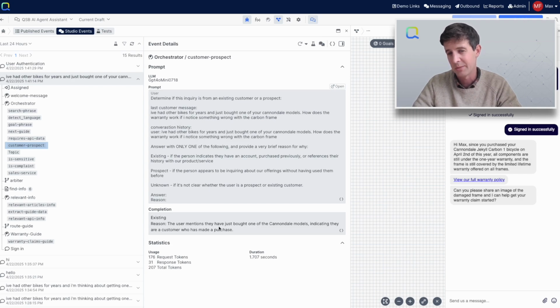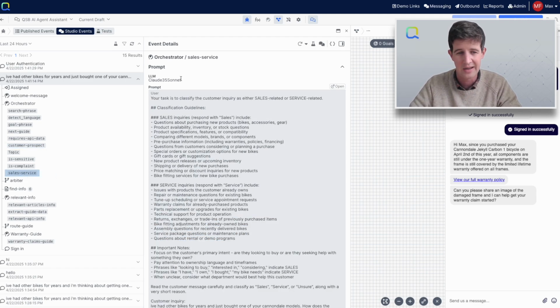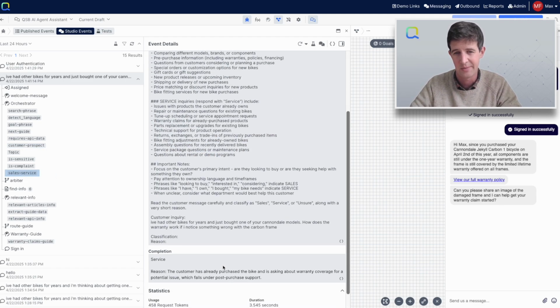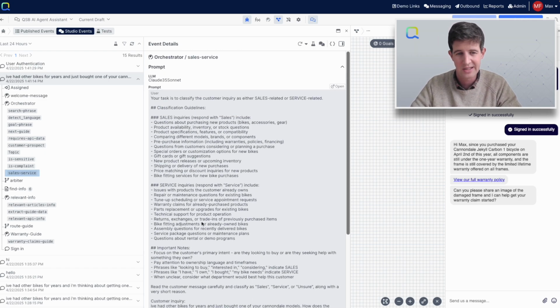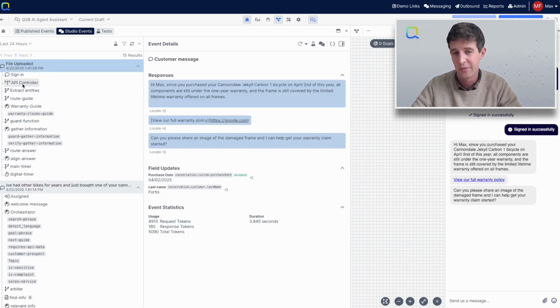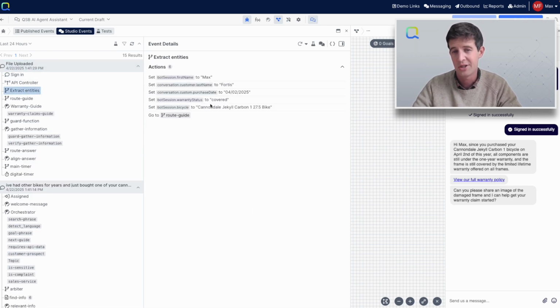Similarly, if I click into customer versus prospect, I can see that prompt as well as the completion, in this case identifying us as an existing customer. And I'll click into sales versus service and identify something similar here. So once again, identifying this as a service inquiry. So this parallel classification approach is the foundation for more sophisticated multi-agent orchestration.